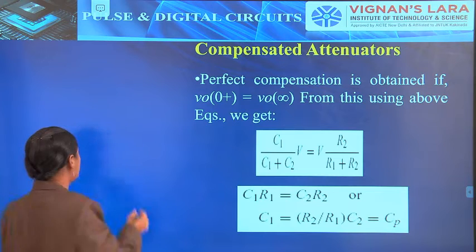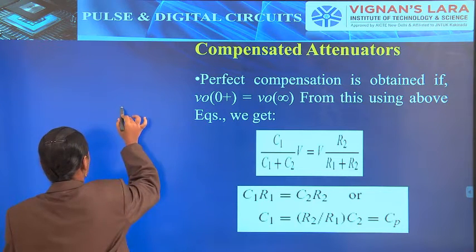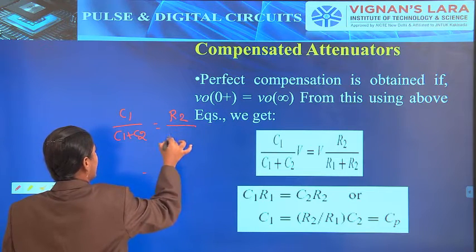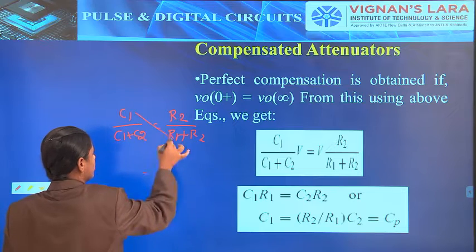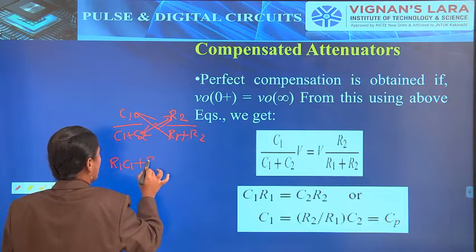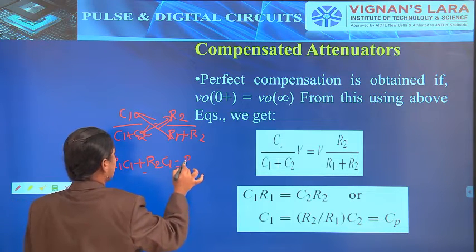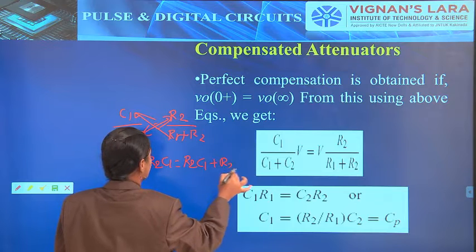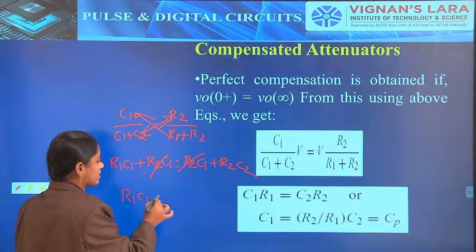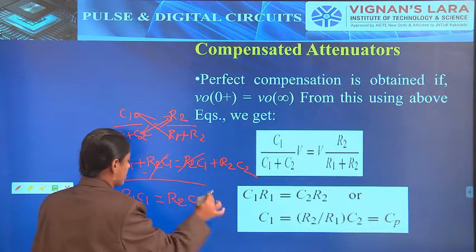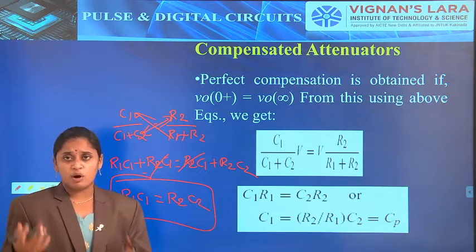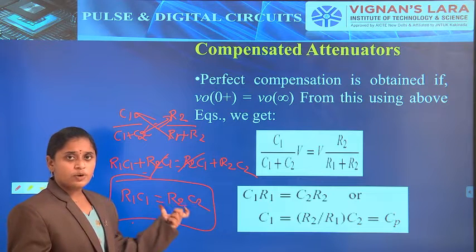V naught of 0 plus value will be C1 by C1 plus C2, and here R2 by R1 plus R2. Just cross multiply these two. Then R1 C1 plus R2 C1 is equal to R2 C1 plus R2 C2. R2 C1 on both sides cancels, and the equation becomes R1 C1 is equal to R2 C2. So this is the perfect compensation equation. We have to solve R1 C1 is equal to R2 C2.